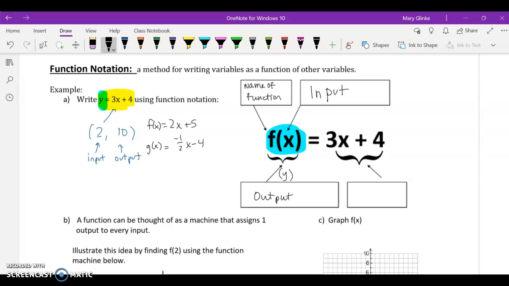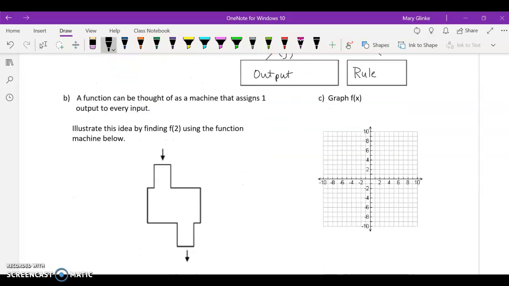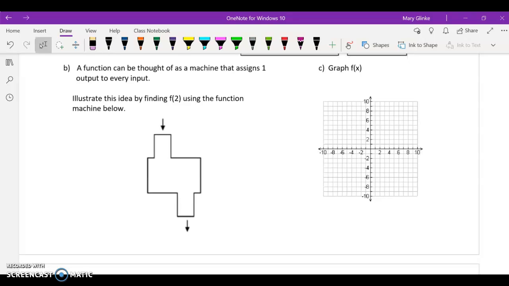And then on the other side, the 3x plus 4, that's the rule. It's just telling us what we do with our x's when we plug them in. So we're going to think of functions like a machine where we plug one thing in and we get one thing back out. So f of x from above, we're still going to use f of x equals 3x plus 4. We're going to find f of 2.